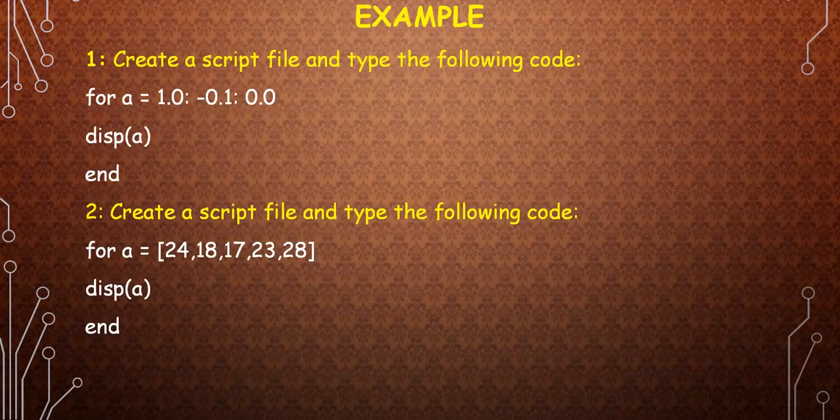Okay, I will show you a simple example. Now observe, create a script file and type the following code. For a equals 1 colon minus 0.1 colon 0, display a. Now closing with end. Then what happened? a equals 1. So minus means a decreasing sequence, 0.9, 0.8, 0.7, 0.4 up to 0 only. Here the a values are 1, 0.9, 0.8, 0.7 and so on. In other programming languages, a for loop is for integers only, but it allows decimal points also in this MATLAB programming.